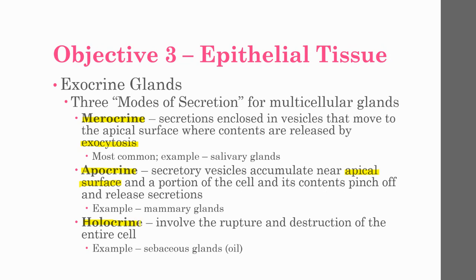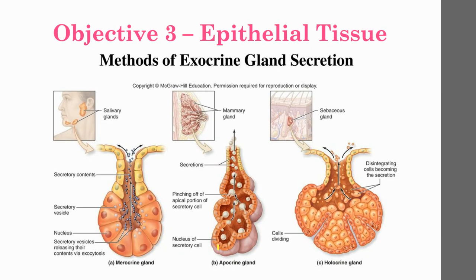And we also have holocrine, and this is where the whole cell is literally going to kind of die and release those substances. So the cells that are containing the secretion are going to rupture. The cell is going to die, and then they'll be released that way. And this is going to be like our oil glands. And so there you can see you just have little vesicles releasing by exocytosis. That's merocrine. Here you have the whole tip of the cell being pinched off. That's apocrine. And here you have the cells disintegrating and being released, and that's going to be your holocrine.